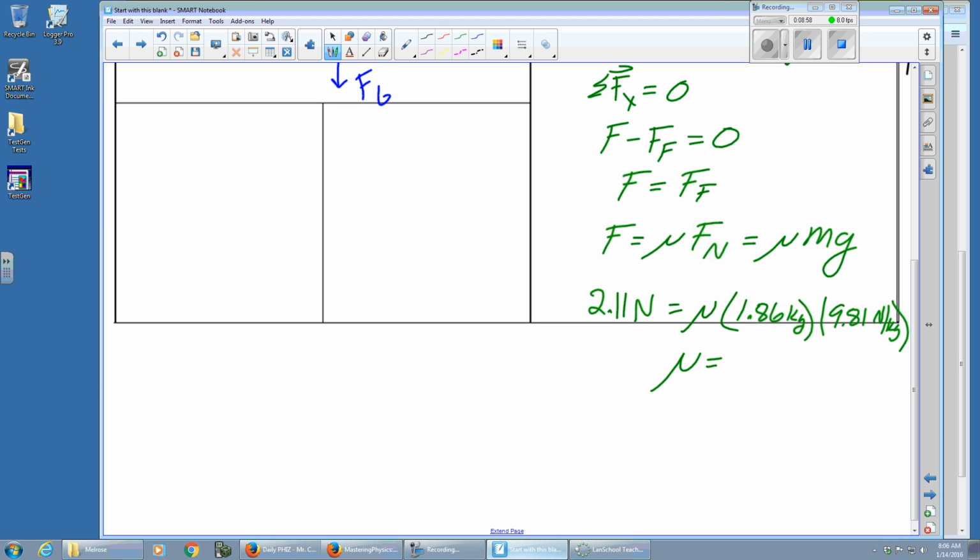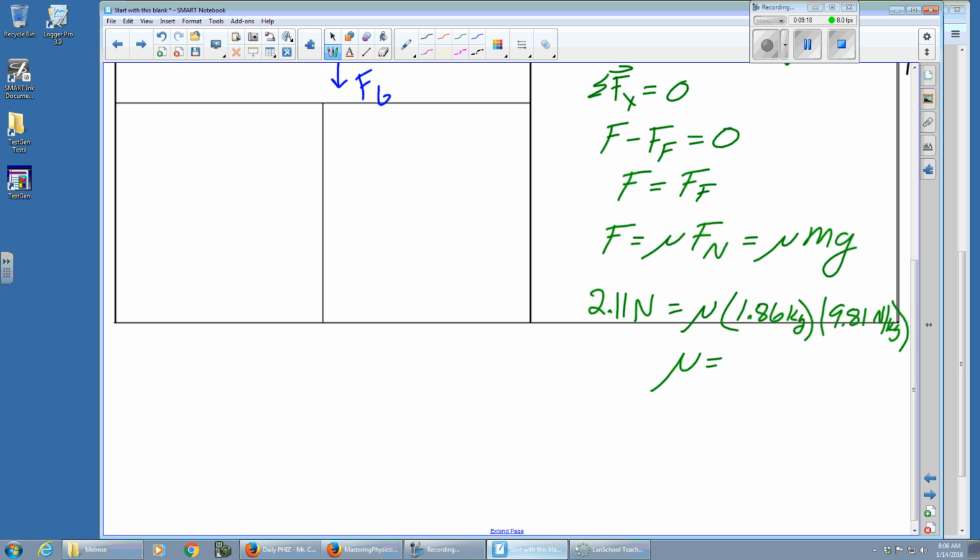What are the units on mu? Nothing. Unitless. And that's why it's a coefficient. It's just a value, just a number, just a description. No units at all.